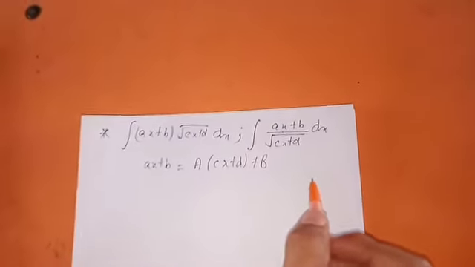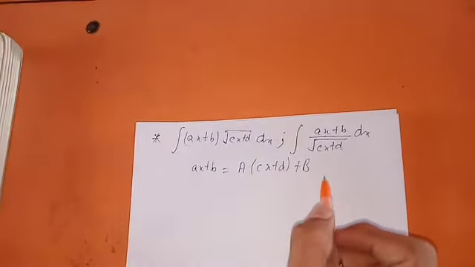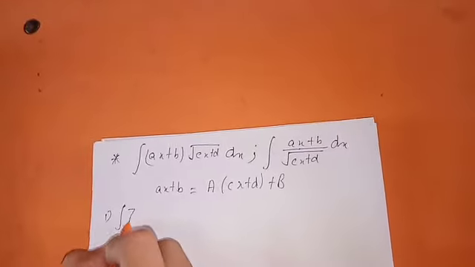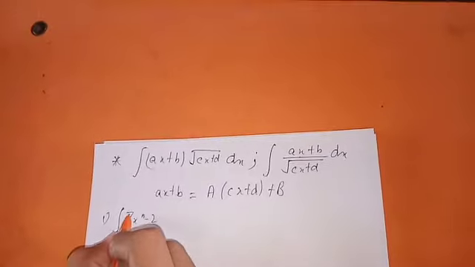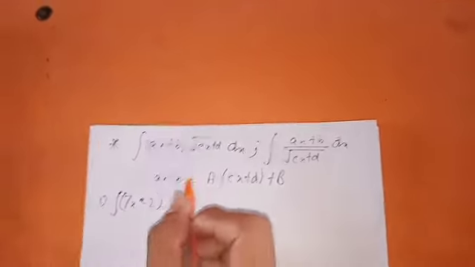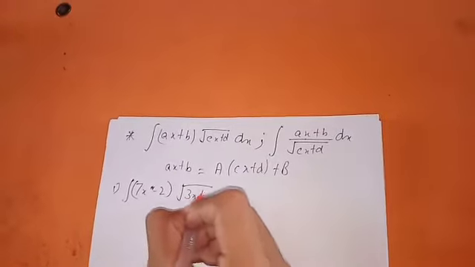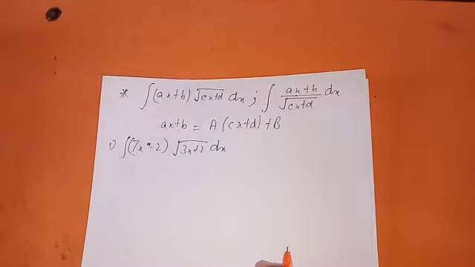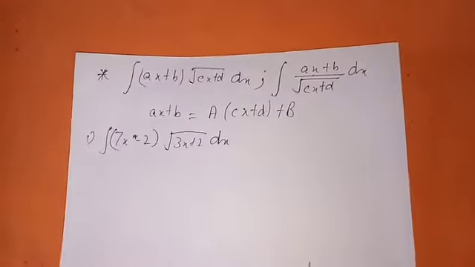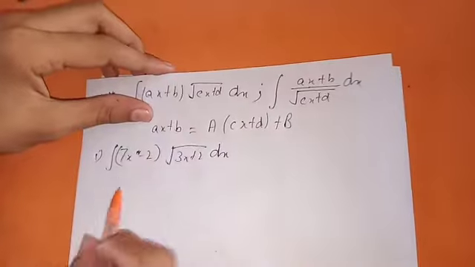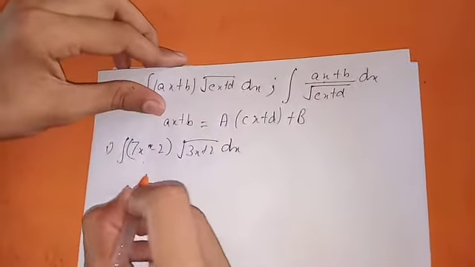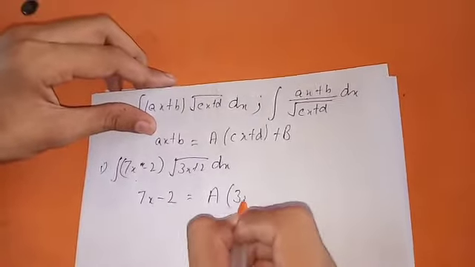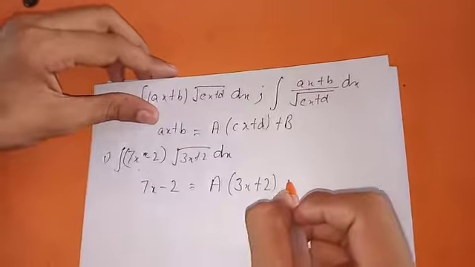Okay, so let us take an example. Example 8. First part they have given us: integrate (7x minus 2) into root of (3x plus 2) dx. So how are we going to solve it? Which is outside the root? This. So we will keep 7x minus 2 equal to a into (3x plus 2) plus b.